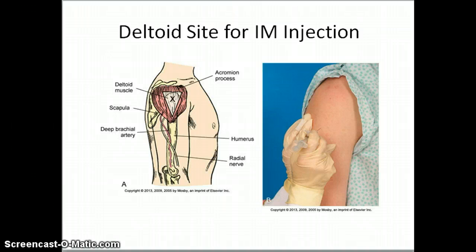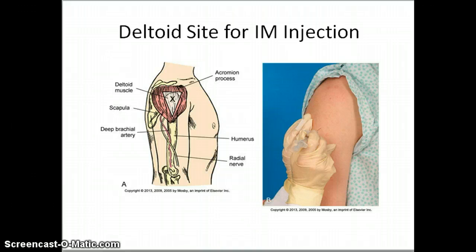Although it's easily accessible, it's not well developed in many adults, and our potential for injury to the brachial nerve is present because it has the axillary, radial, brachial, and ulnar nerves in that area, and they lie within that upper arm in the triceps area along the humerus. Use of this site for smaller medications like 1 milliliter or less is recommended, and we want to carefully assess the condition of that deltoid muscle.